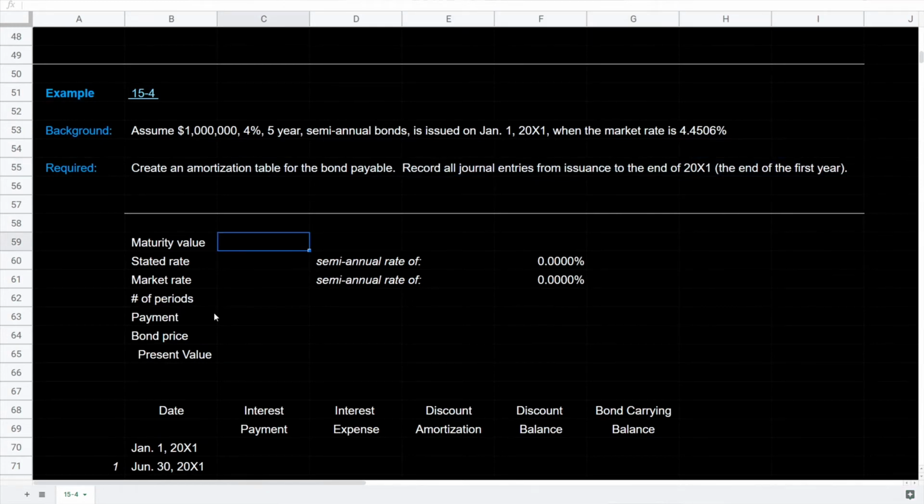So what is the maturity value here? It is $1 million. The stated rate is 4%, which makes for a semi-annual rate of 2%. The market rate that's in effect at the time is 4.4506%, which makes for a semi-annual rate of 2.2253%. The number of periods, 5 years, semi-annual, is 10 periods.